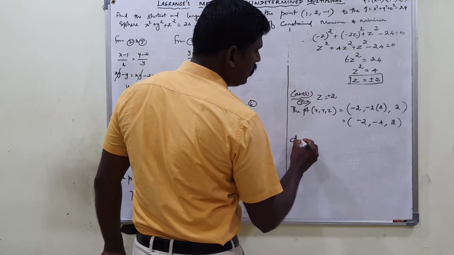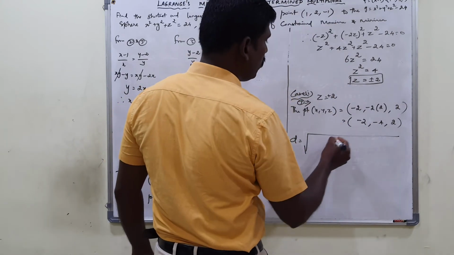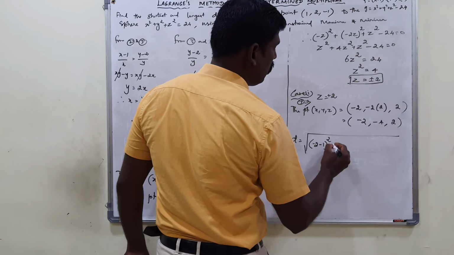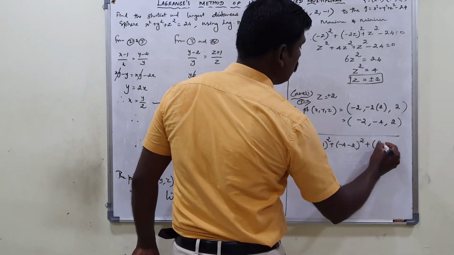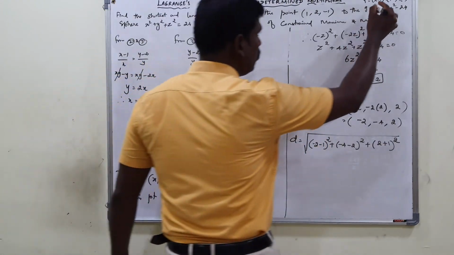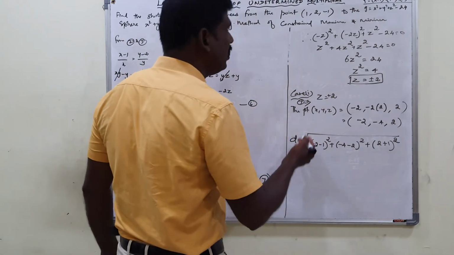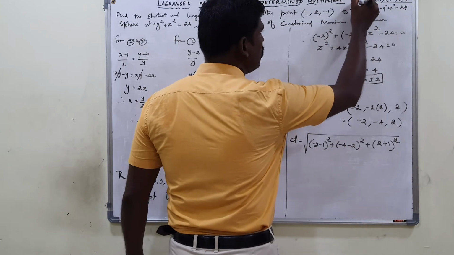So distance d is equal to root of distance between these 2 points. This is x, y, z. So minus 2 minus 1 the whole square plus minus 4 minus 2 the whole square plus 2 plus 1 the whole square, isn't it? Right? Just I substitute it in the formula. That's the square root distance formula. Distance is f. What is f? F is d square, isn't it?